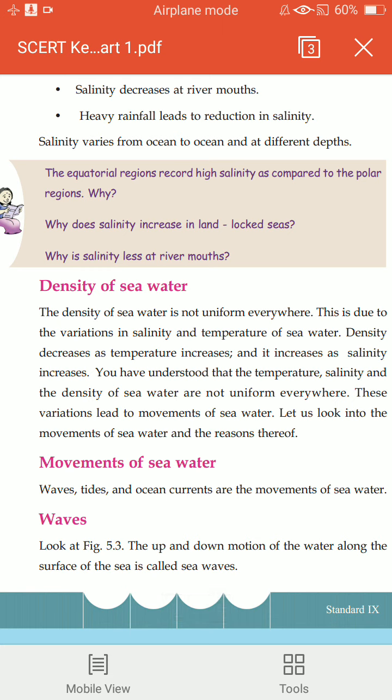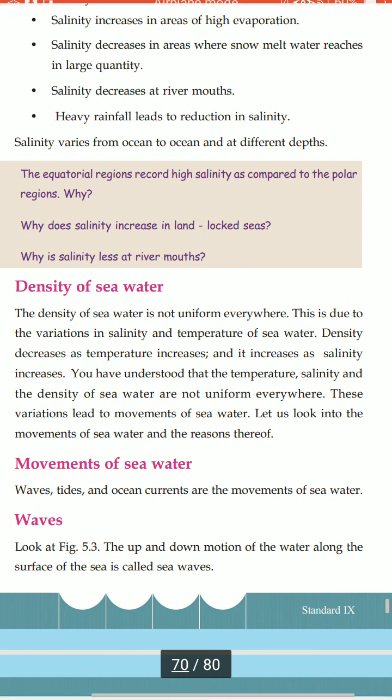Density of seawater. The density of seawater is not uniform everywhere, isn't it? It is not equal everywhere. It may change. This is due to the variations in salinity and temperature of seawater. What might be the reasons for the variation in density of seawater? The main reason is difference in salinity and difference in temperature of seawater. Density decreases as temperature increases, and it increases as salinity increases.